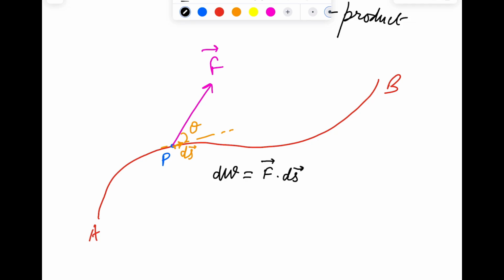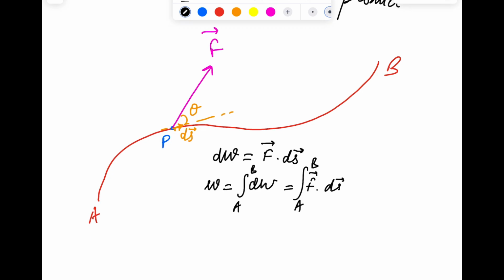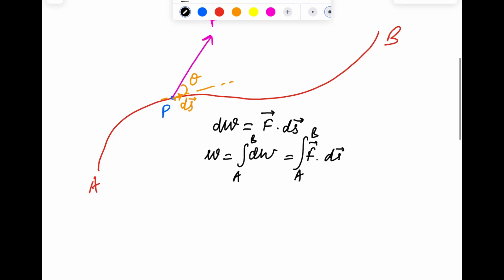Now if you want to find out the net work done, we would have to integrate that. So that would be W equal to the integral of dW from a to b, which is equal to the integral of F dot ds vector from a to b. So this would be the generic definition of work. And of course, this is not easy to do, so we would compute that in terms of x and y components of force and x and y components of ds, but we'll look into that a bit later.